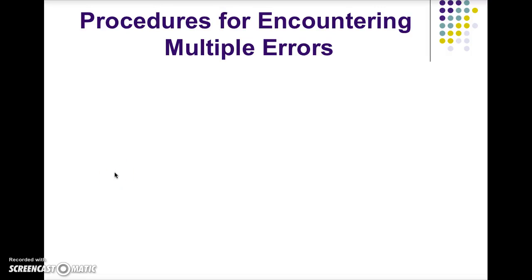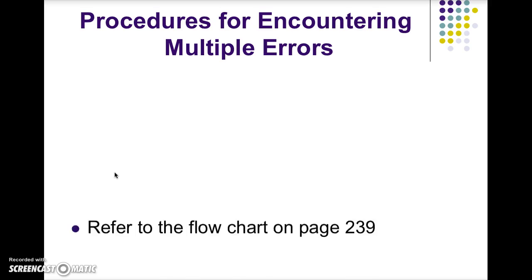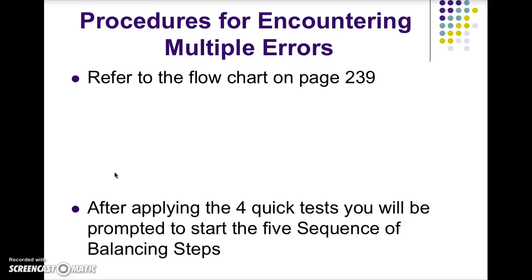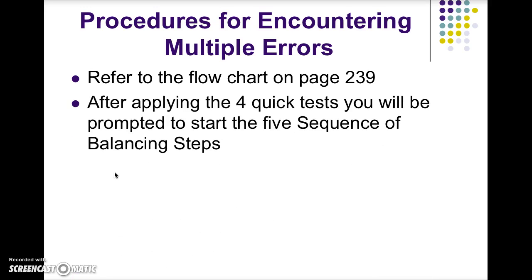Okay, so what do we do if we encounter multiple errors in our trial balance? If you turn to page 239 in your textbook, there's a flowchart that will bring us through the whole process. So after applying the 4 quick tests, we'll be prompted to start the 5 sequence of balancing steps.